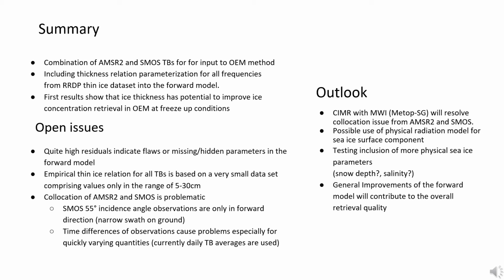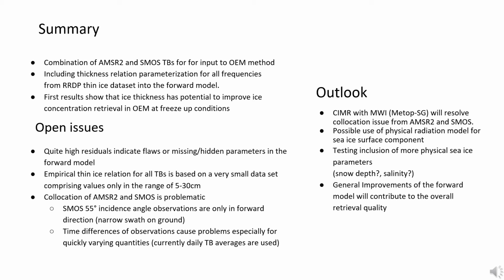The collocation of AMSR2 and SMOS is quite problematic. SMOS 55-degree incidence angle observations are only acquired in forward-looking direction, and thus the swath is relatively narrow. Also, there's a variable time difference between observations from both satellites, which is not good for retrieving atmospheric parameters. Also, at the moment, only daily average brightness temperatures are used from both sensors.